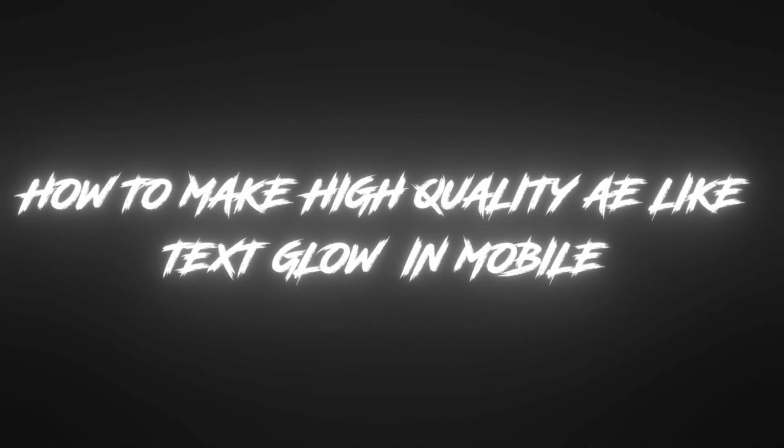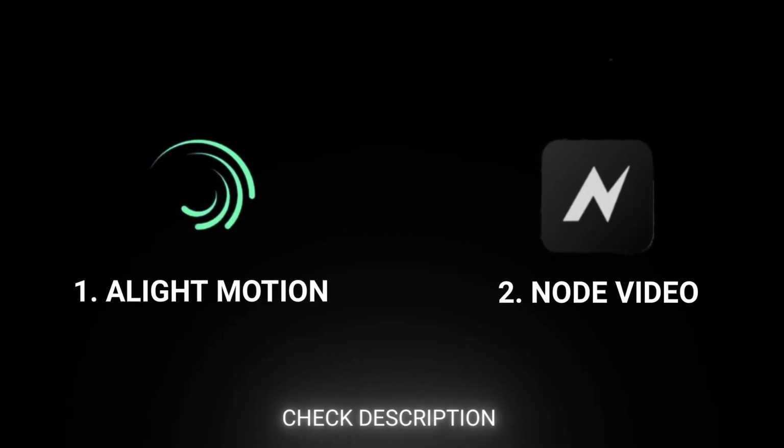Today I'm going to show you how to make high-quality AE like text glow in mobile, just by using only two softwares. One is Alight Motion and the other is NODEVIDEO. Link of these applications are in description. Here is how it looks.